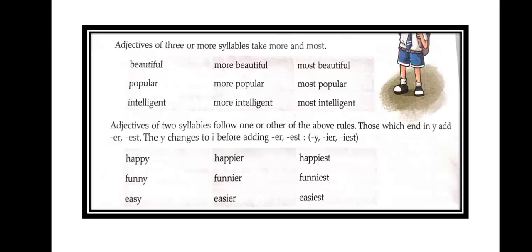Popular, more popular, most popular. Intelligent, more intelligent, most intelligent. Now the next one: adjectives of two syllables follow one or other of the above rules. Those which end in Y add ER, EST. The Y changes into I before adding ER and EST.